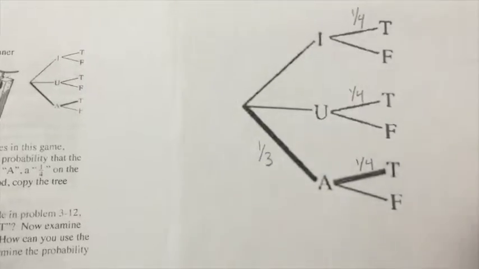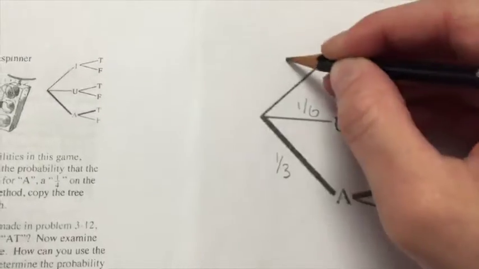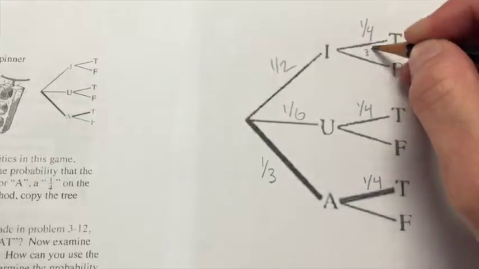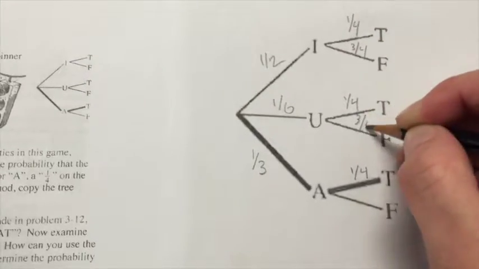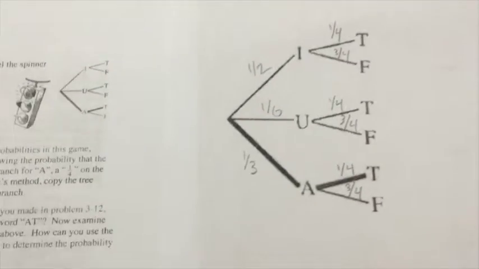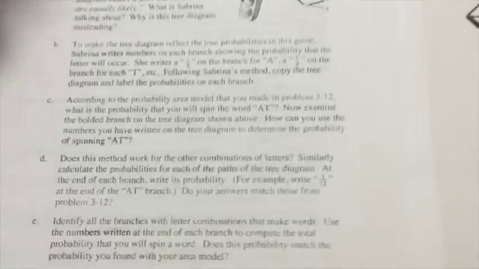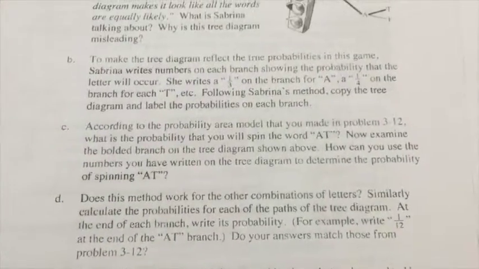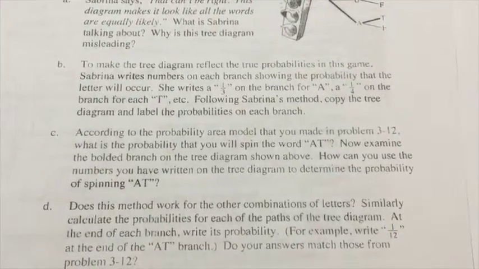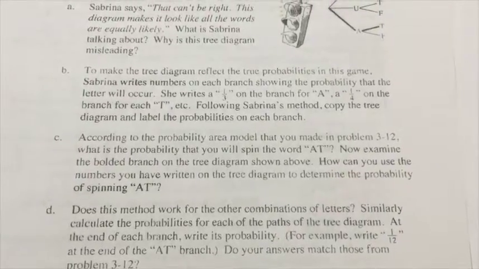So you can fill in the chart with what we know. The U had a 1 in 6. The I had a 1 in half. What did the T have? So 3/4, or sorry, the F, I should say, 3/4 and 3/4. So that's all we're doing is we're filling in that chart. Okay? So it's a different way to represent all this stuff. So according to this probability area model that you made in this last question, what was the probability that you spun to get the word at, right?